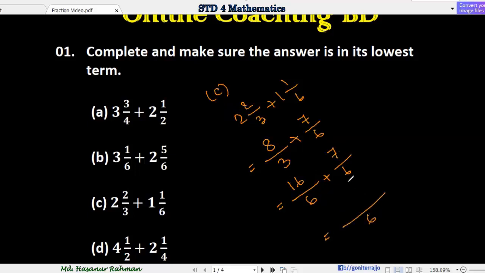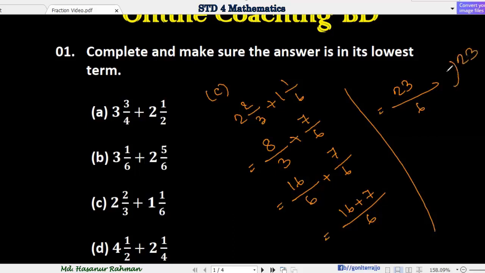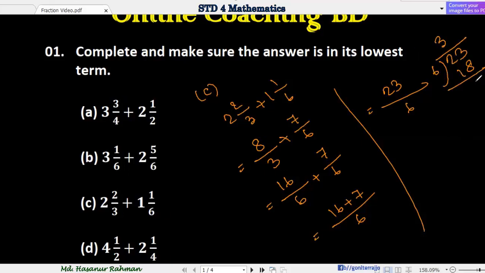So 6 is the denominator and we have to add the numerators 16 plus 7. So what will be 16 plus 7? Very simple thing, that should be 23. And the denominator is 6. Now we have to convert this into a mixed fraction. So how can we convert? 23 divided by 6. 6 times 3 is 18. So our remainder should be 23 minus 18 that is 5. So the answer should be 3 whole 5 by 6. And that should be the answer of number C.